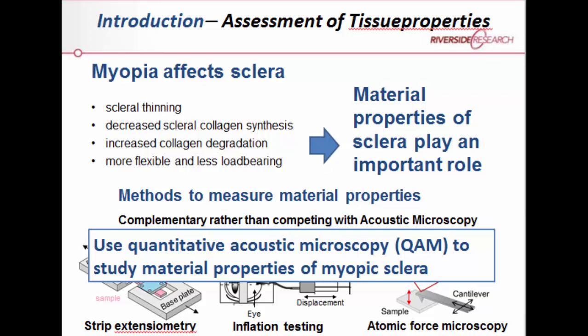However, we want to do acoustic microscopy, and what I'm stating here is that all these methods are actually more complementary rather than competing with acoustic microscopy. So you can easily imagine this will give me, for example, only the elastic information of the whole sclera instead of really the intrinsic material properties of the tissue. Therefore the aim of this study was to use quantitative acoustic microscopy to study the material properties of the sclera.